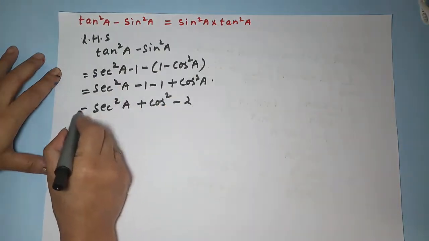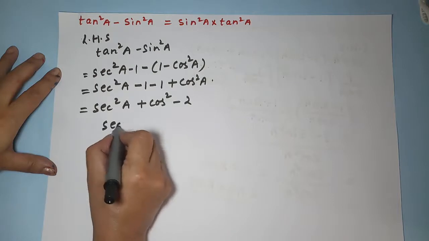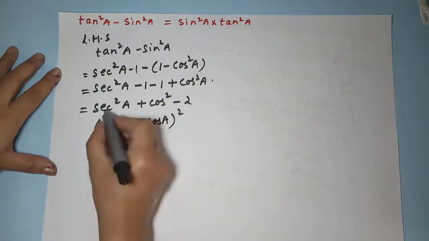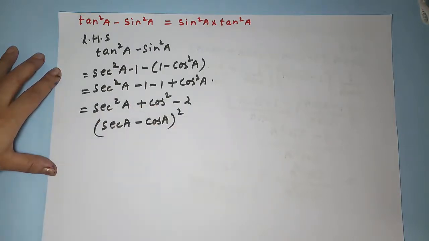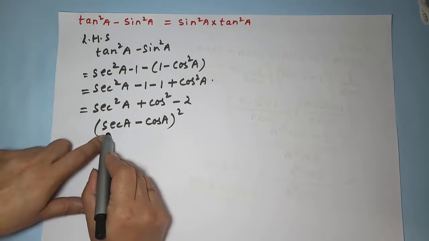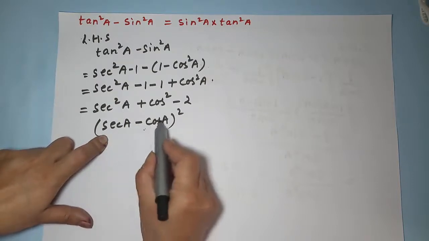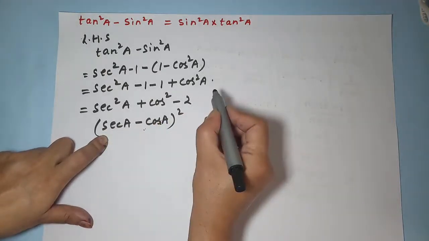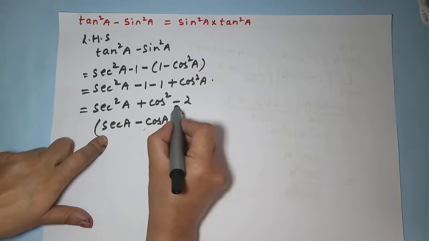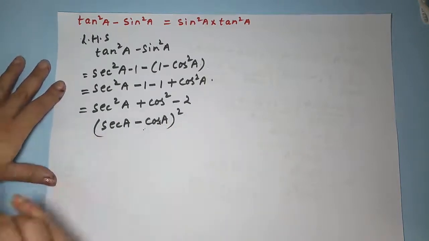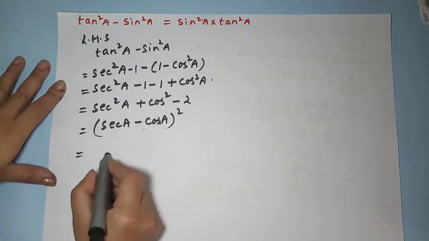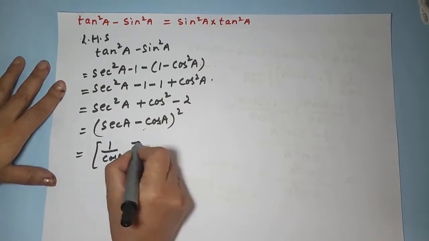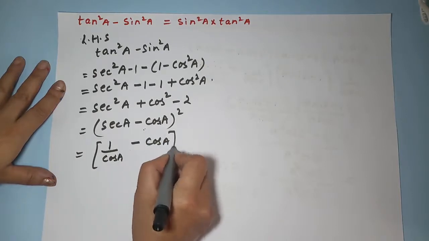Now if we look at this closely, isn't it sec A minus cos A whole square? Because sec and cos are reciprocals of each other. So if you open this, you will get sec square A plus cos square A minus 2 sec A cos A. So sec A and cos A will get cancelled and you will be left with only 2. Fine. Now, how will this help me? Let us see. We can write this as 1 by cos A. Now we will convert. This can be written as cos A only whole square.